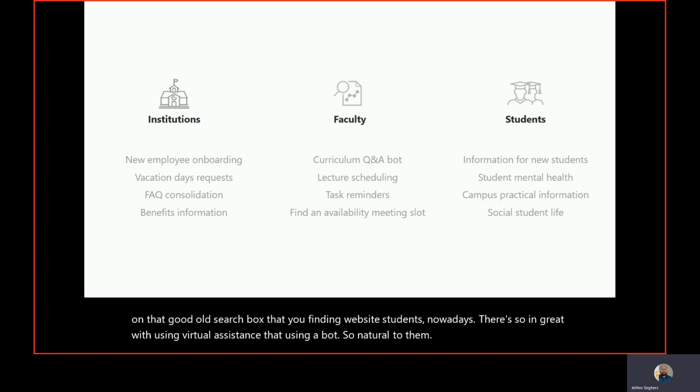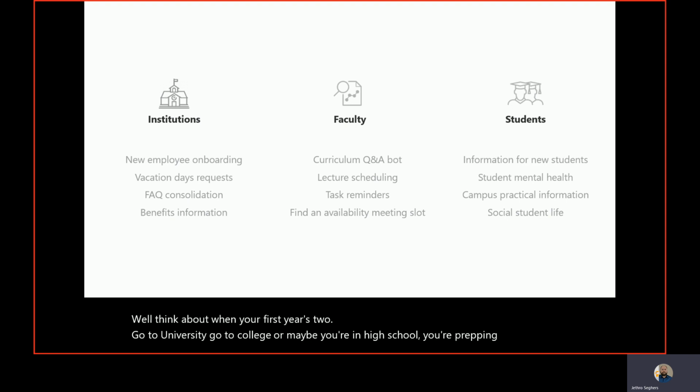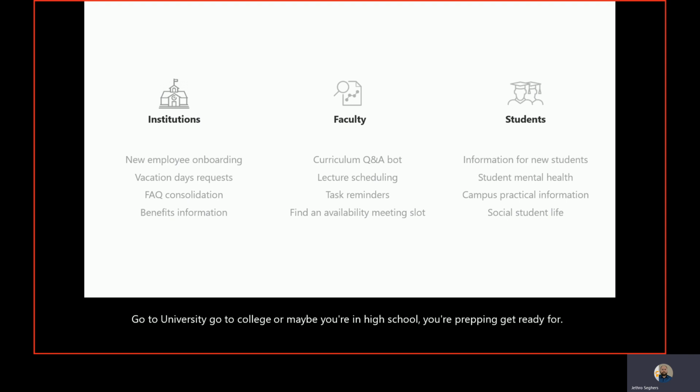So when you think about students, what are typical bots that you can find in a student environment? Well, think about when you're a first year student. You go to the university, you go to college, or maybe you're in high school, right? You're prepping to get ready for your studies, and you need information. Where are you going to go? Where do you find all that information? Where do you find the policies around your dorm? Where do you find the cafeteria? Where do you find where you need to get your books?